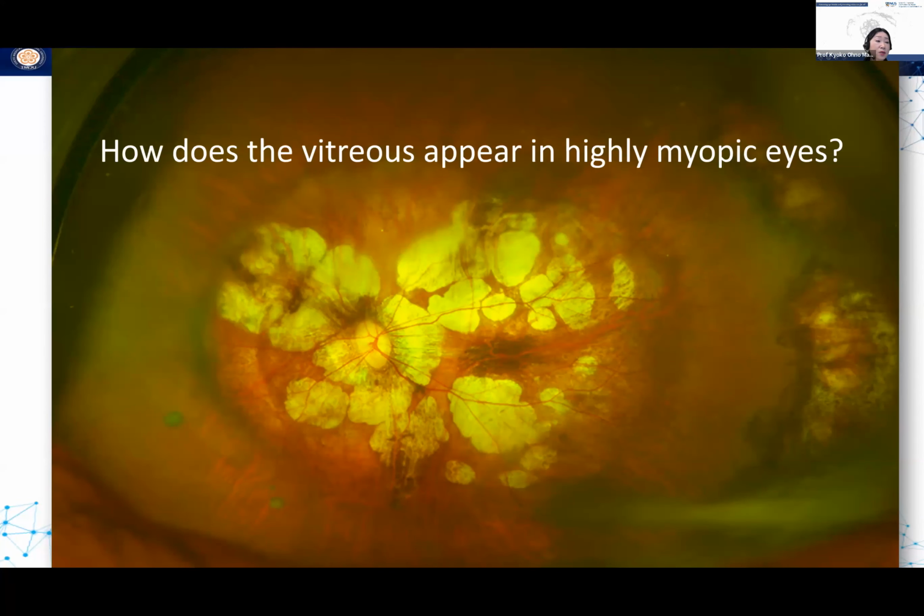Then, how does the vitreous appear in highly myopic eyes in OCT images? Because of vitreous liquefaction, it is difficult to observe details of the vitreous cells in highly myopic eyes. However, the posterior vitreous surface can be clearly seen. There are two main features of a highly myopic vitreous. They are atypical PVDs and vitreous adhesion to retinal blood vessels.